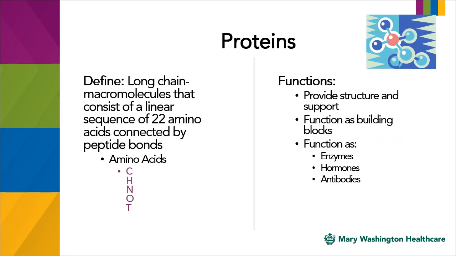So let's begin with proteins. Proteins are long-chain macromolecules that consist of a linear sequence of 22 amino acids connected by peptide bonds. Those amino acids are made up of SNOT, which is carbon, hydrogen, nitrogen, oxygen, and trace elements. The functions are that they provide structure and support. They function as building blocks, and they function as enzymes, hormones, and antibodies.